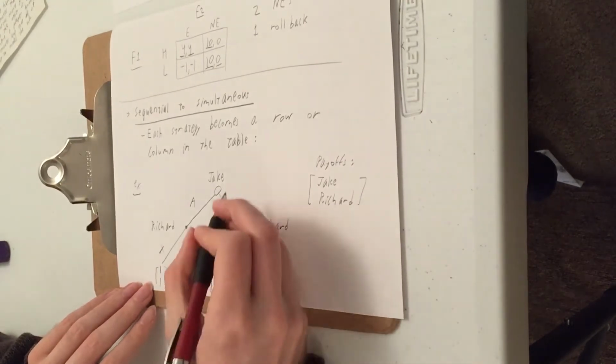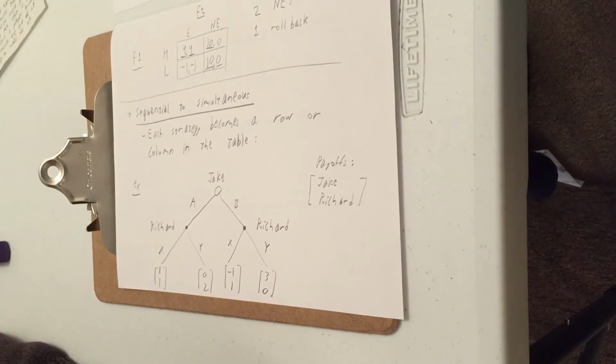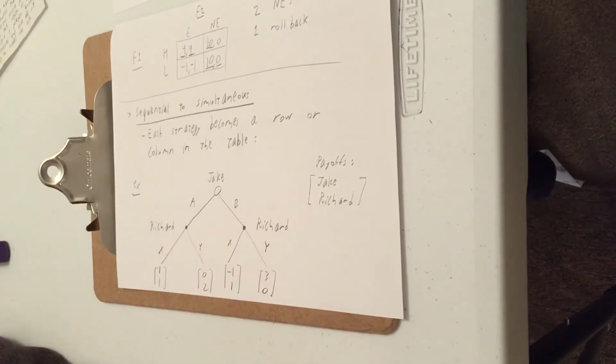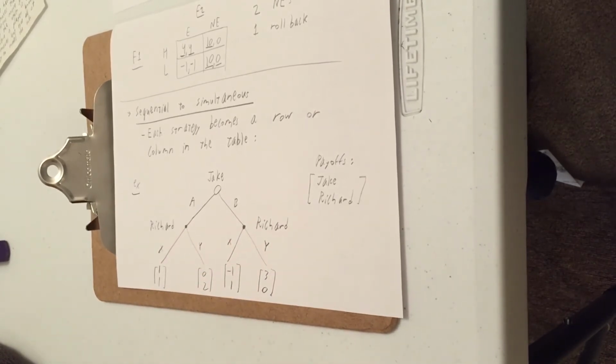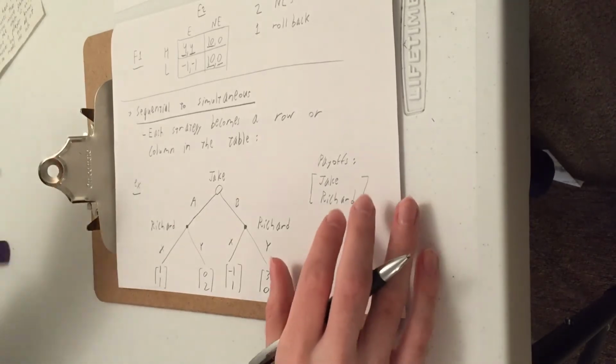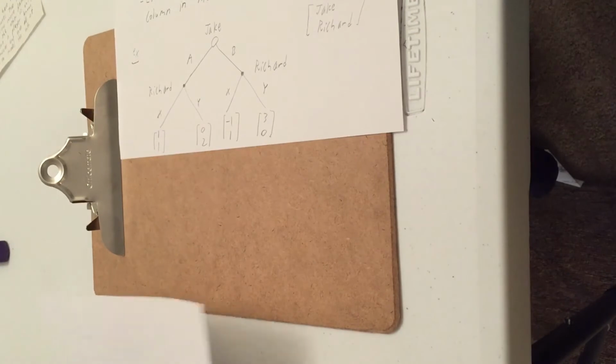So remember, a strategy says, we said earlier, that it says what you'll do at every one of your nodes. So Richard has two nodes, so he has to specify what I do at each one of those. Consequently, Richard has 4 strategies. Jake has 2. So I just list them all out.